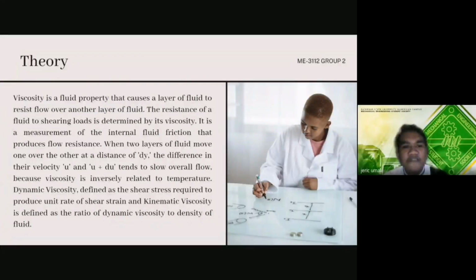When two layers of fluid move one over the other at a distance of dy, the difference in their velocity, u and u plus du, tends to show overall flow, because viscosity is inversely related to temperature. Dynamic viscosity is defined as the shear stress required to produce unit rate of shear strain, and kinematic viscosity, on the other hand, is defined as the ratio of dynamic viscosity to density of the fluid.